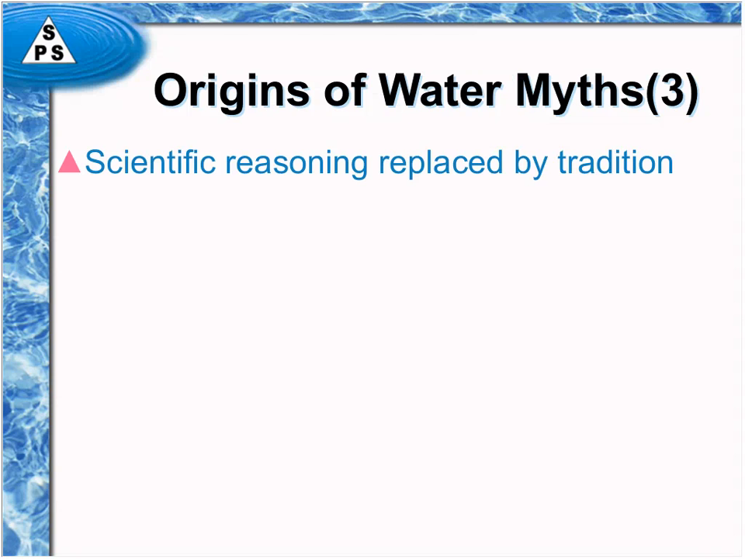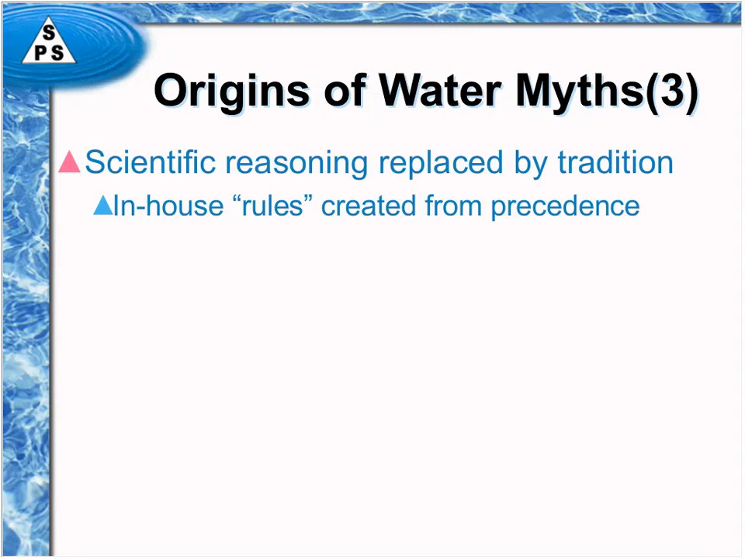When you replace scientific reasoning with just tradition, the way we've always done it, then you're opening yourself up for some problems. What happens is that in our industry here, we tend to create rules because we operate by rules. And they're created basically by precedence. If we've always done it that way, then that's the way we're going to continue to do it.